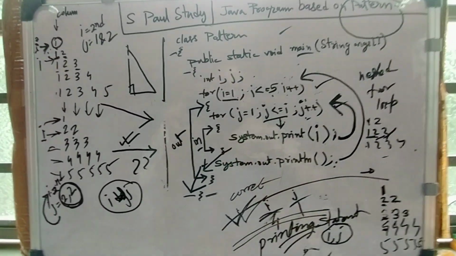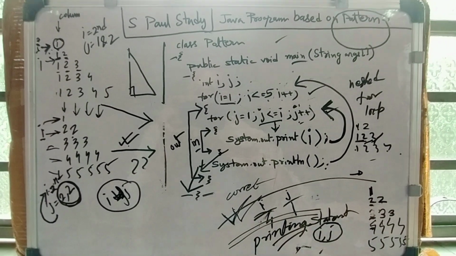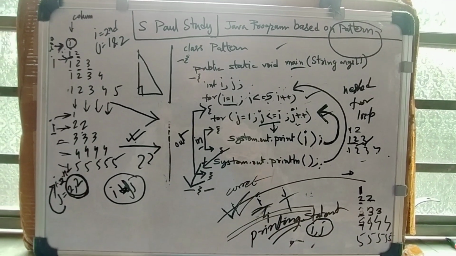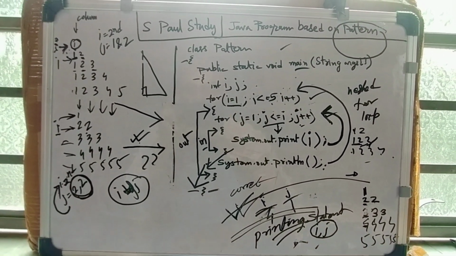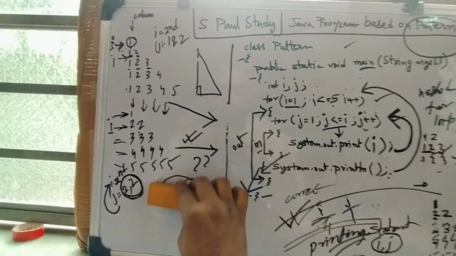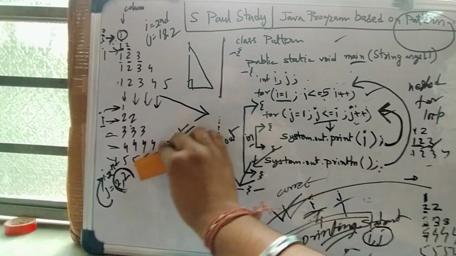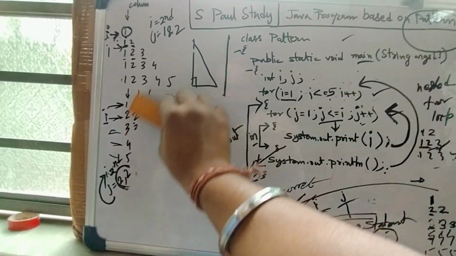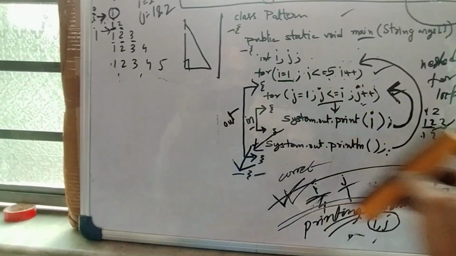Okay, so today's lecture ends here, and this is the triangle pattern that we have completed. Again, there are many number patterns and all, we will do them one by one.